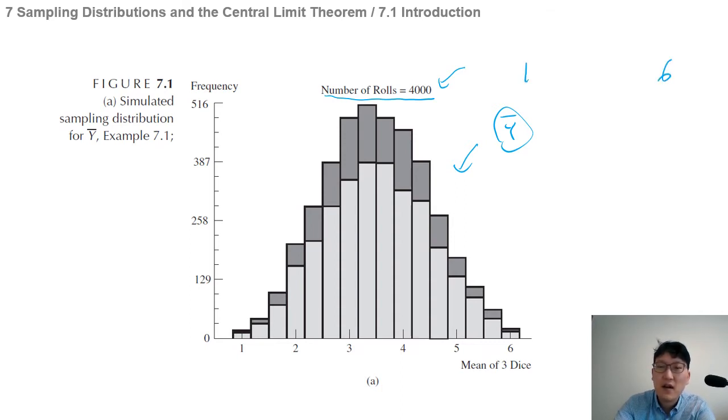Y bar is the average value from 3 dice, so the value can range from 1 to 6. And as we know, for 1, the related probability would be 1 over 6 to the 3. Also, the expected value of y bar is about 3.5, and as we can see, the expected value from this distribution looks like 3.5. So this is how we can simulate a sampling distribution by computer simulation.